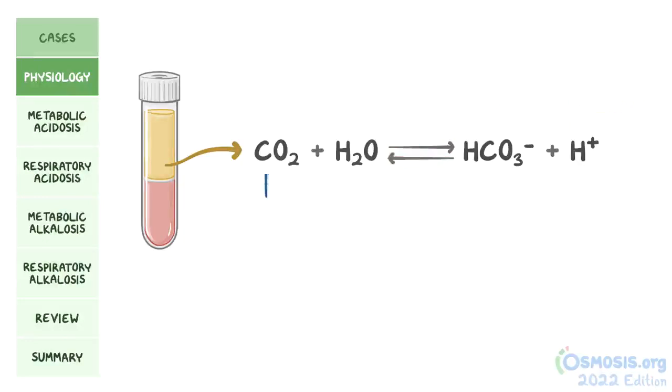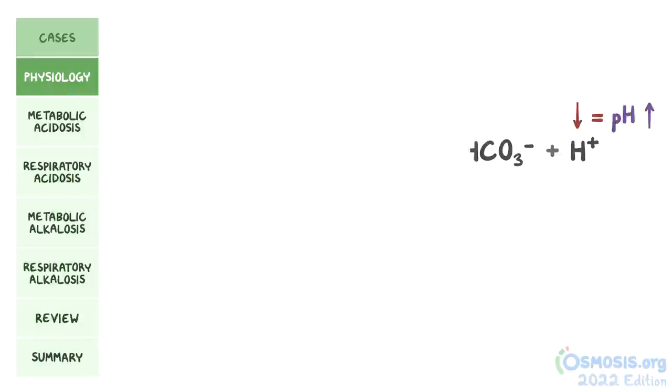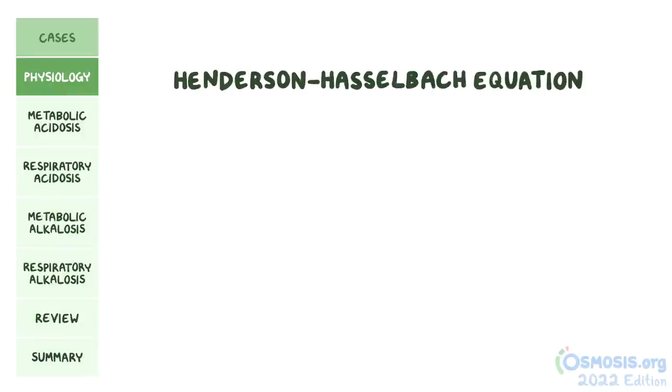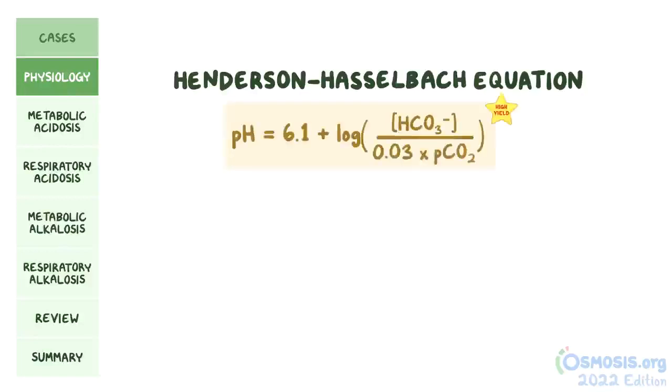Now, if CO2 increases, then the equation shifts to the right and the pH drops. If CO2 decreases, then the equation shifts to the left and the pH rises. Stay with us here. In practice, the Henderson-Hasselbalch equation is used to calculate the pH based on the bicarbonate and PCO2 values, where PCO2 represents the partial pressure of carbon dioxide.